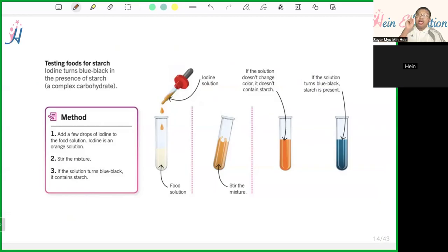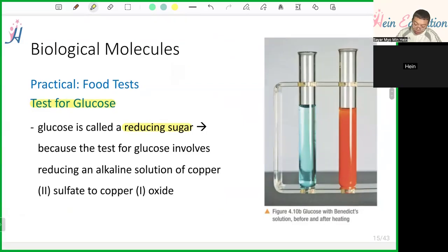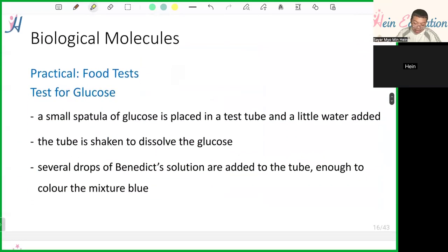So this is test number one, testing food for starch. And next one is the test for glucose. Glucose is also known as a reducing sugar because the test for glucose involves reducing an alkaline solution of copper(II) sulfate to copper(I) oxide. So basically, this is where they are reducing. We name that a reducing sugar. And for the test, we will use Benedict solution.